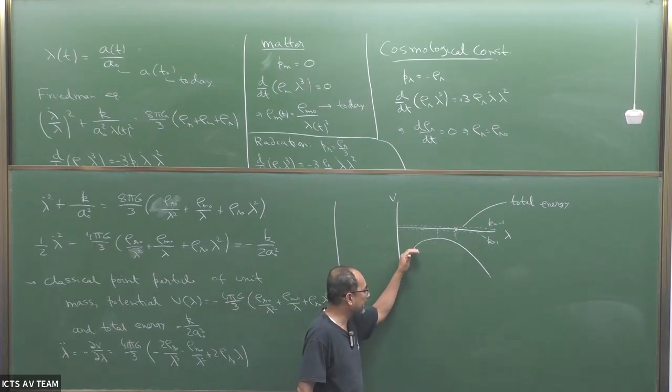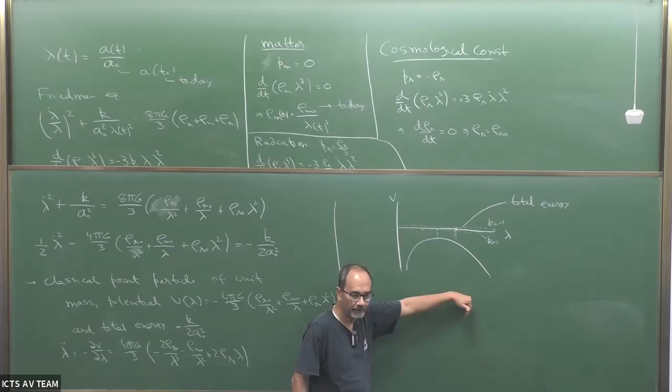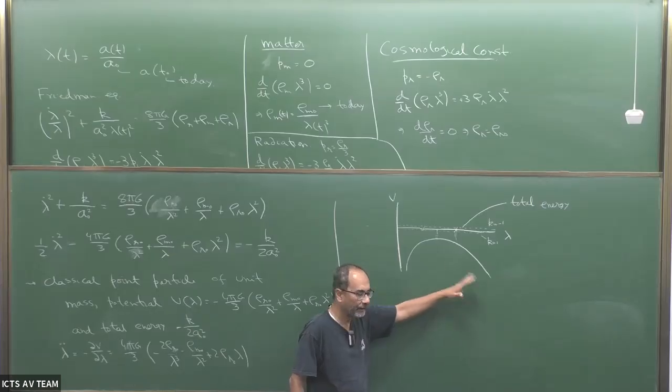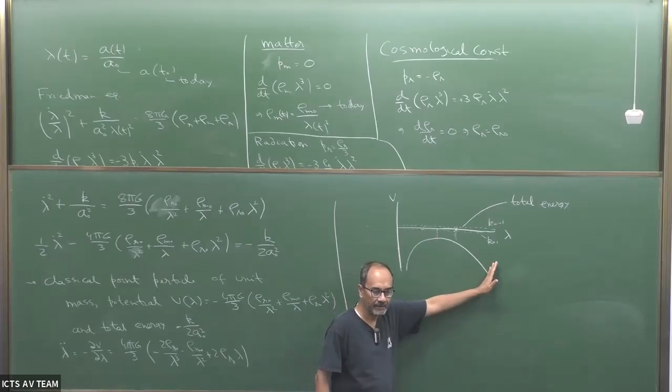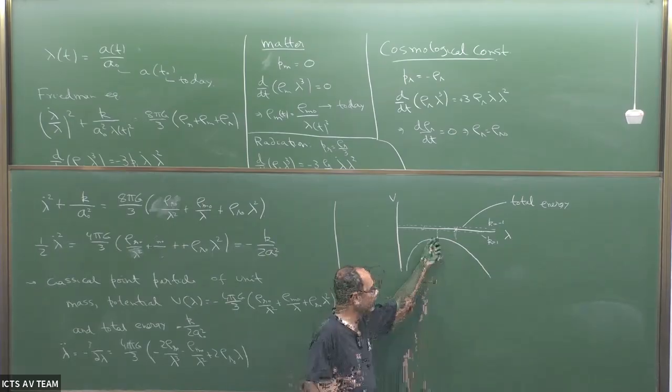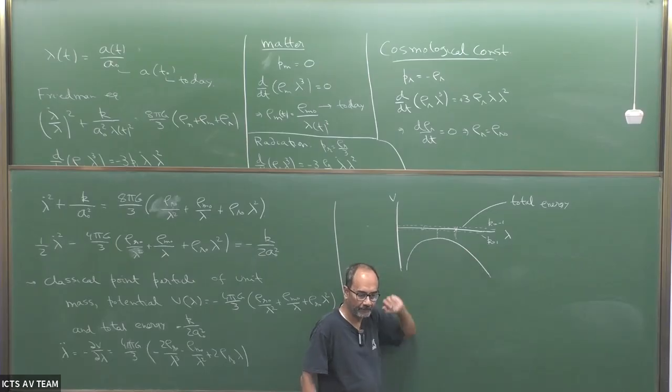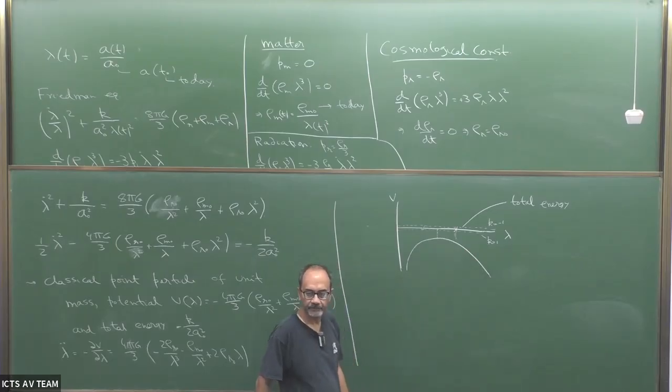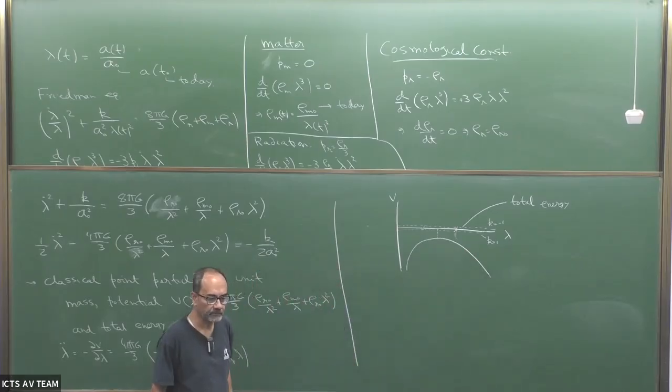So if it's accelerating, that means it must be climbing down, so it must be on that side. And because we know that today we are accelerating, we must be on this side of the potential maximum. Is that clear? Any other question?